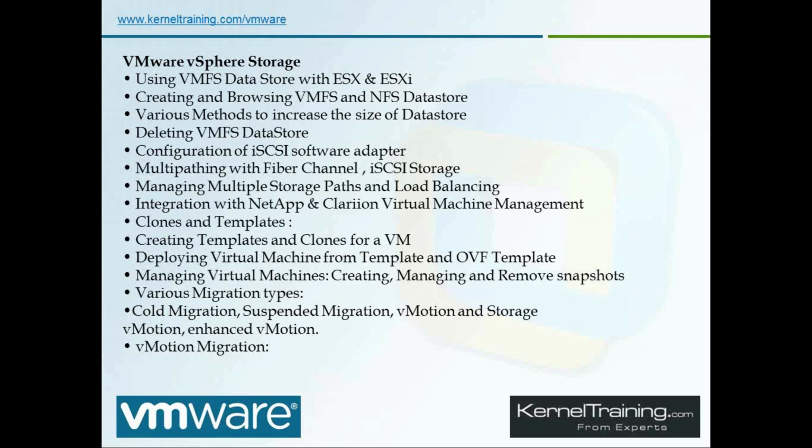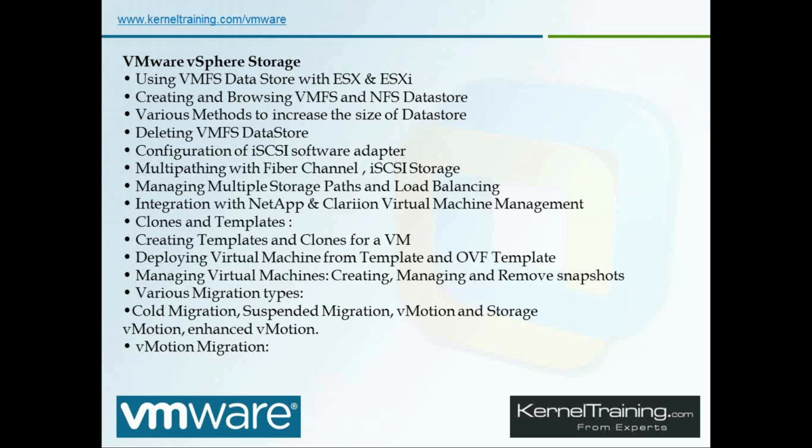Next, creating and browsing VMFS and NFS data store. So how do we create this data store? We usually create the data store after the LUN is allocated to us. After the LUN is allocated to us, we need to go to the configuration and the storage adapters tab of the ESX server, and then click rescan adapters. So whatever LUN is allocated from the SAN people is visible over there.